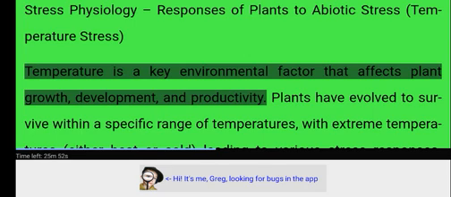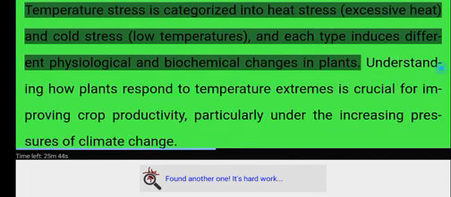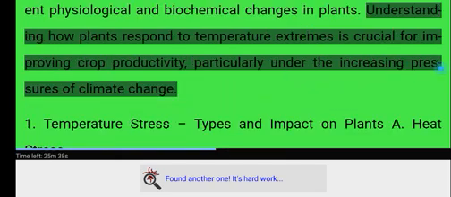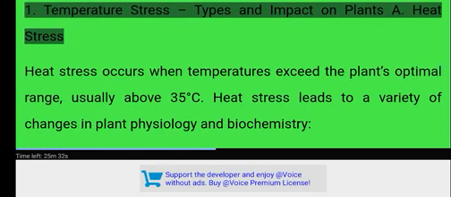Temperature is a key environmental factor that affects plant growth, development, and productivity. Plants have evolved to survive within a specific range of temperatures, with extreme temperatures, either heat or cold, leading to various stress responses. Temperature stress is categorized into heat stress, excessive heat, and cold stress, low temperatures, and each type induces different physiological and biochemical changes in plants. Understanding how plants respond to temperature extremes is crucial for improving crop productivity, particularly under the increasing pressures of climate change. 1. Temperature stress, types and impact on plants: heat stress.